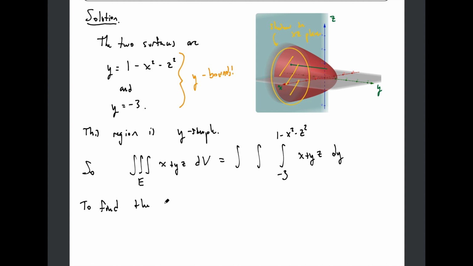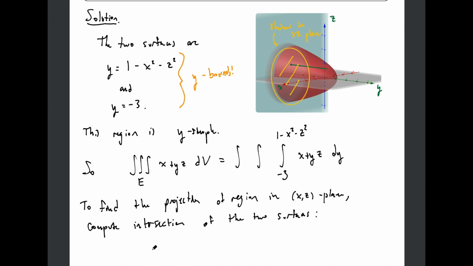So to find the projection of the region in the xz plane, we can compute the intersection of the two surfaces. Like I mentioned, algebraically, this is just going to amount to setting them equal to each other. We'll get 1 minus x squared minus z squared. That equals y, but y also equals negative 3 on the intersection. After some simplification, it turns into the equation x squared plus z squared equals 4.